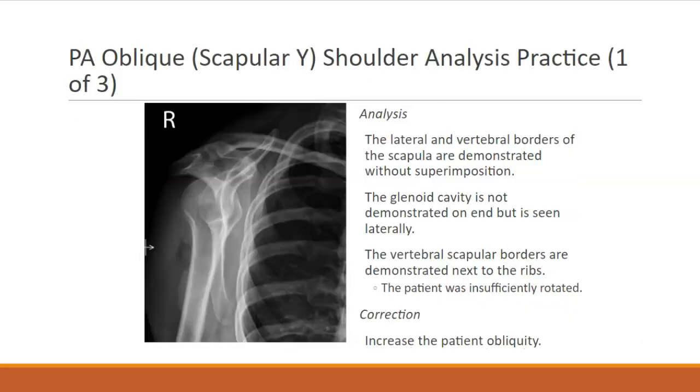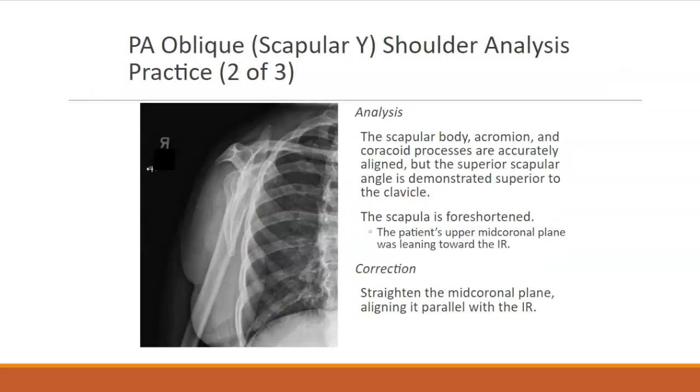In our first practice analysis, we want to make sure we have all our anatomic structures, which the entire scapular Y is on the image, and the humeral head and shaft are on the image. However, we do have some rotation issues because the vertebral and lateral borders are not superimposed. You can see that the lateral border is away from the thoracic cavity here, which should indicate to you we're in insufficient obliquity. We need to increase patient obliquity to obtain the appropriate projection.